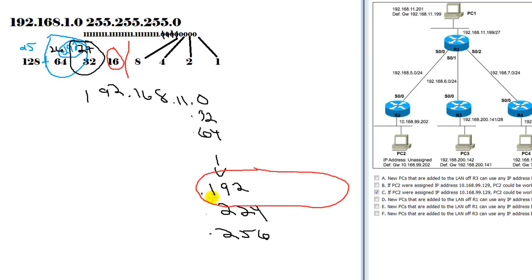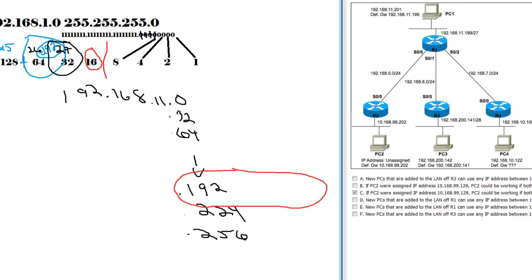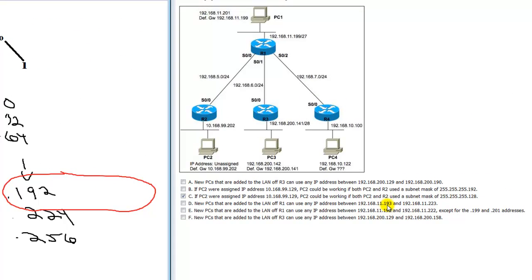Right? 192, well, 199 comes after, so that's right. So it wants to know if PCs can connect to .193 to 223. Okay, yeah, at first glance that sounds right, because 193 is bigger than 192, smaller than 224.